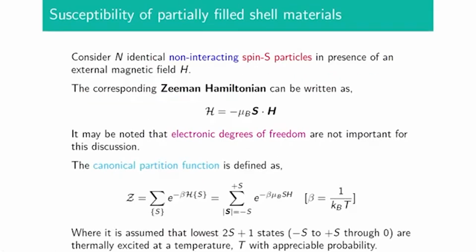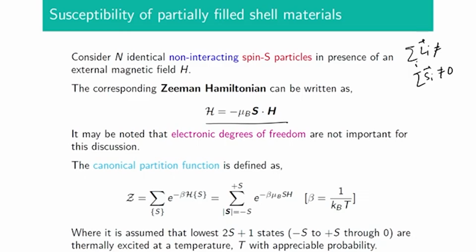All right. So, let us now talk about partially filled shell materials, and we now do not have the sum over L_i or sum over S_i equal to 0. So, L_i is not equal to 0 and S_i is not equal to 0 either. So, we have now n identical non-interacting spin particles in the presence of an external magnetic field.